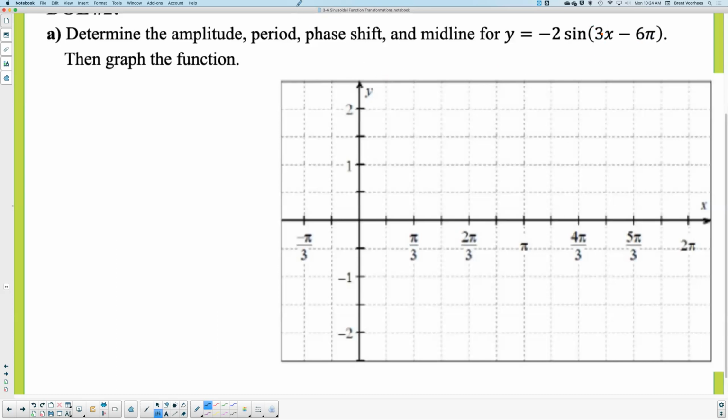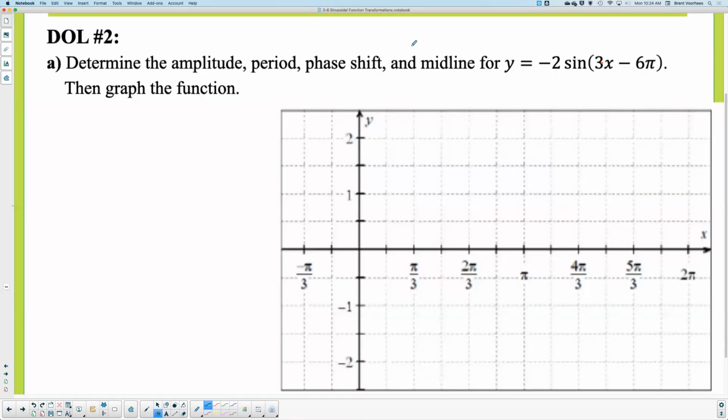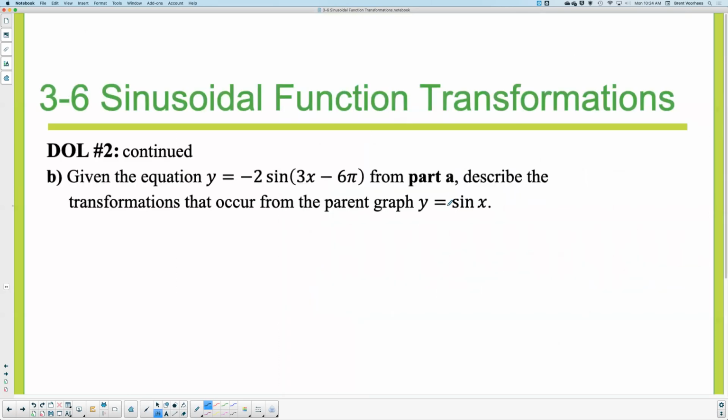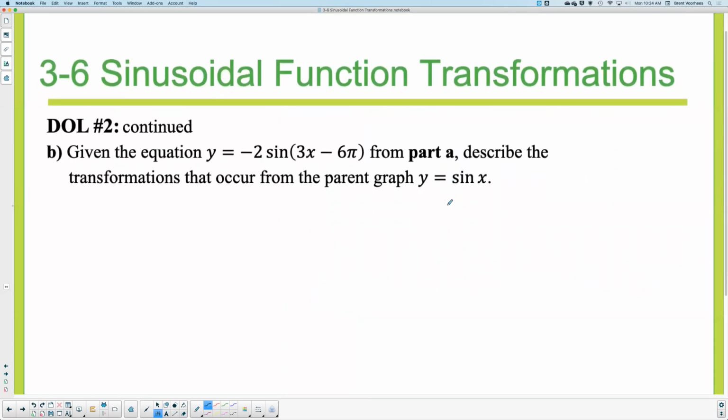Okay, DOL number 2. Now complete part A, then go on and complete part B of DOL number 2.